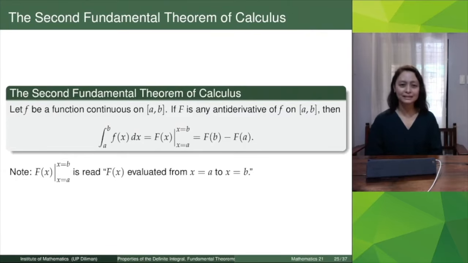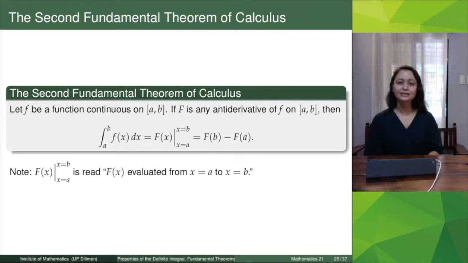Okay, state na natin yung second fundamental theorem of calculus. Let f be a function which is continuous on the closed interval [a, b]. If F is any antiderivative of small f on the closed interval [a, b], then the integral from a to b of f of x dx equals capital F of x evaluated from x equals a to x equals b, or capital F of b minus F of a.